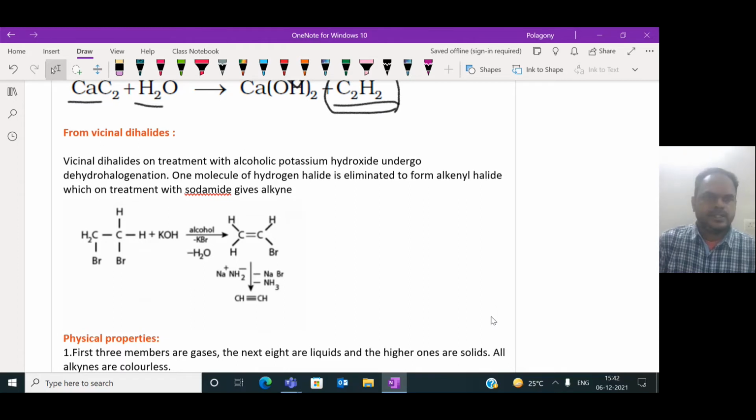Now let us discuss another preparation method, from vicinal dihalides. As you know, vicinal refers to a structure where adjacent carbons have the halides. Look at this structure, vicinal halides.